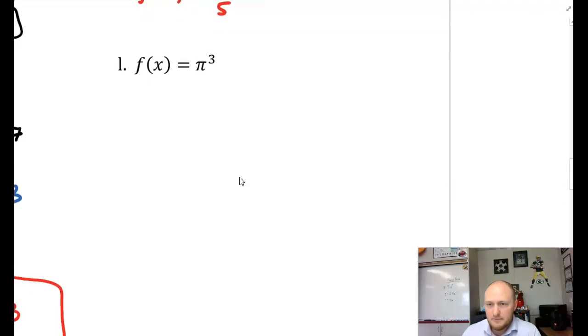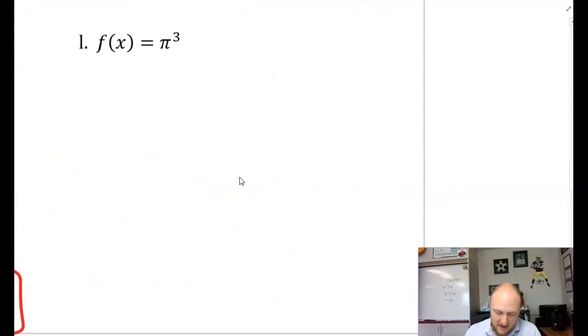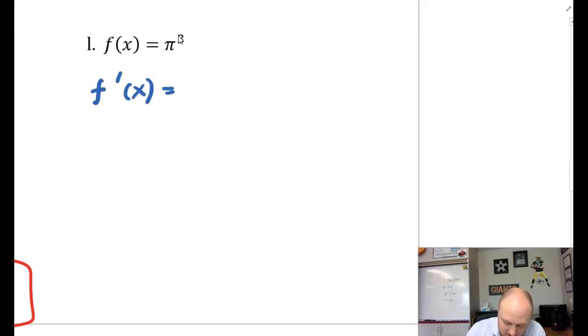Yeah. Last one. Is this L? Okay. Here's where you guys take an L. I'm just kidding. Pi to the power of 3. Pi to what the heck is that? You know what? I don't care. It's some number. It's some number. Let me switch back to blue here. So f prime of x is just 0.